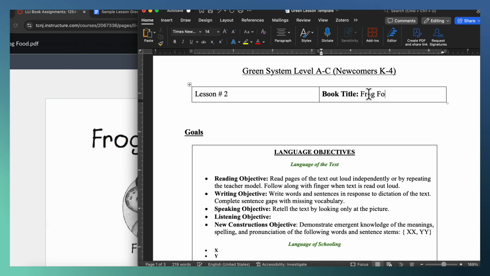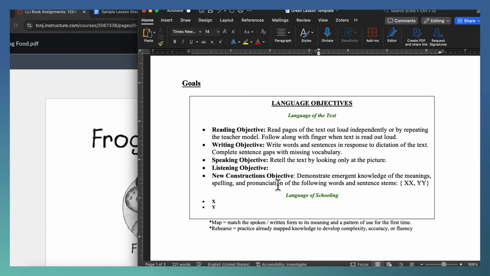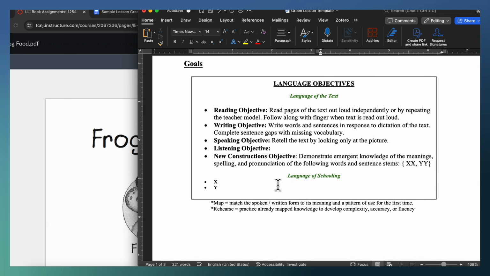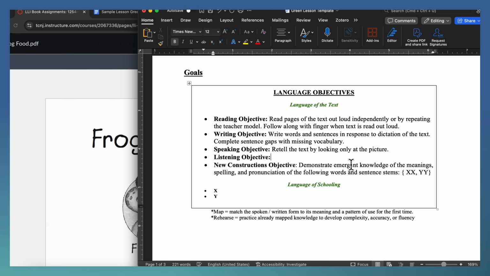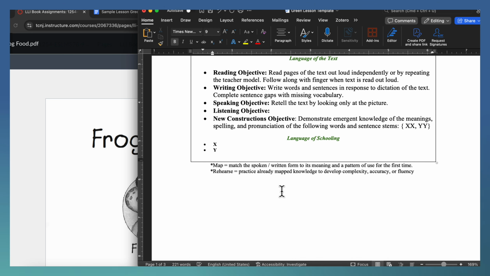Okay. All right. Language, like all these things that I did yesterday, they're newcomers. So they're pretty much going to be the same, except that I'm going to be dealing with words from Frog Food here. I don't know at this second what language of schooling I'm going to be working on.